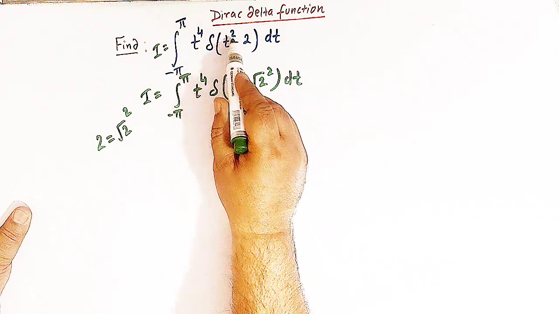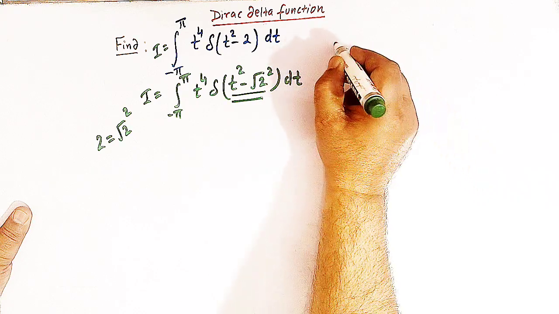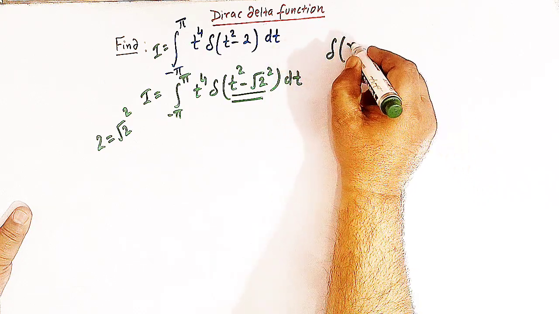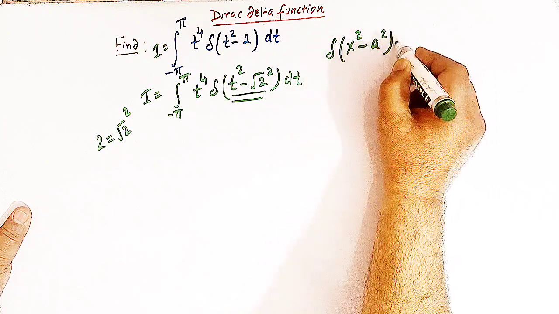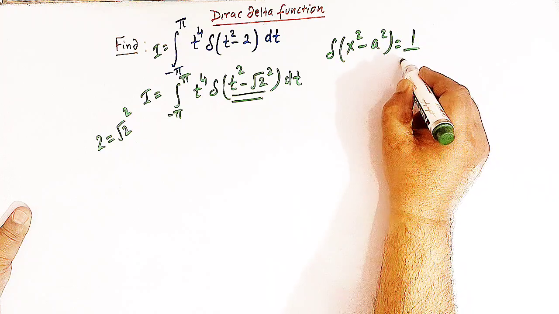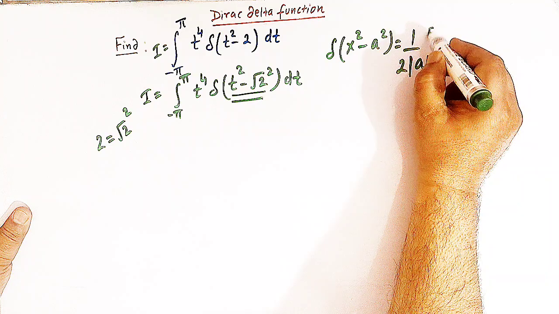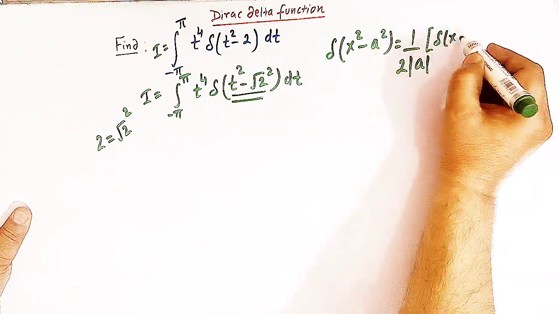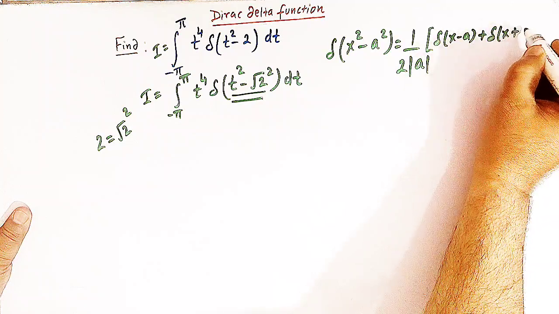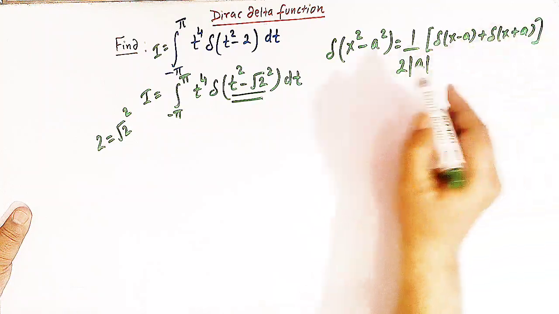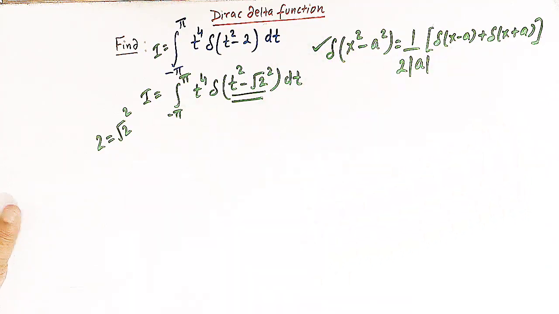So expressing t square minus 2 like this, because we are going to use this important property of delta function, which says that delta of x square minus a square is given by 1 over 2 times the absolute value of a, and then here we have delta of x minus a plus delta of x plus a, right? So this is the property which we are going to use to solve this integral.